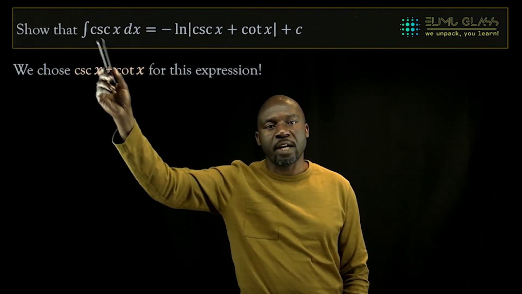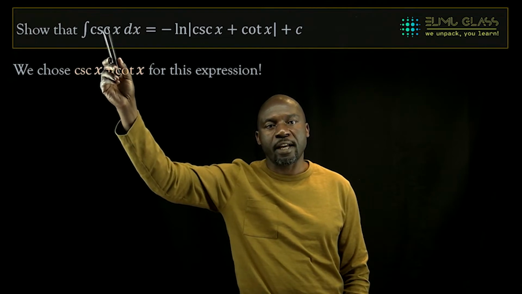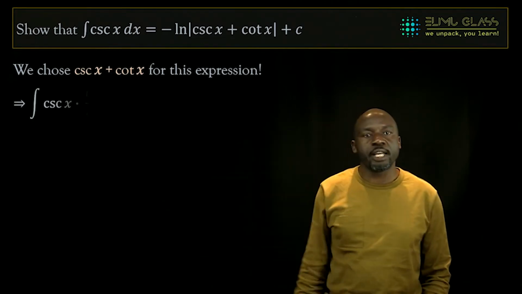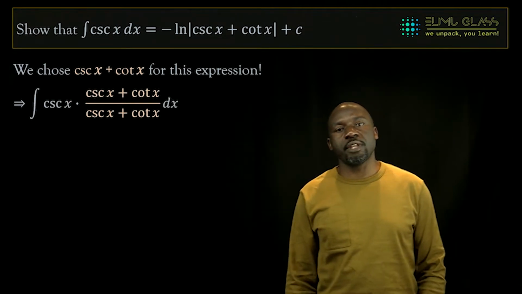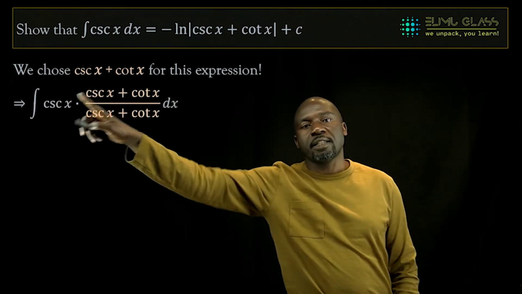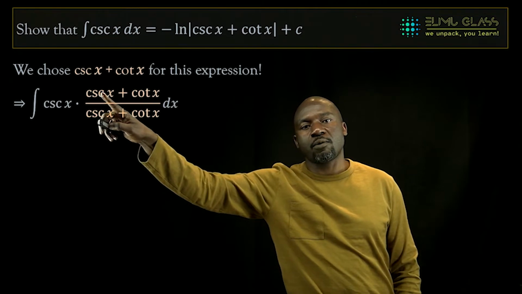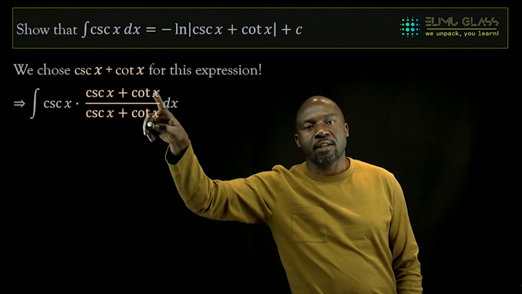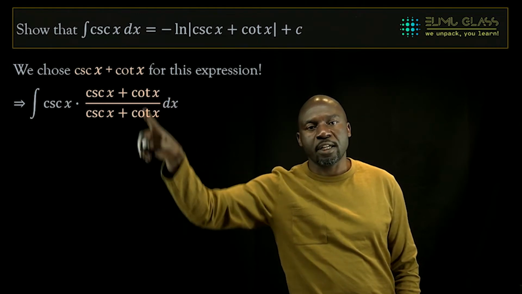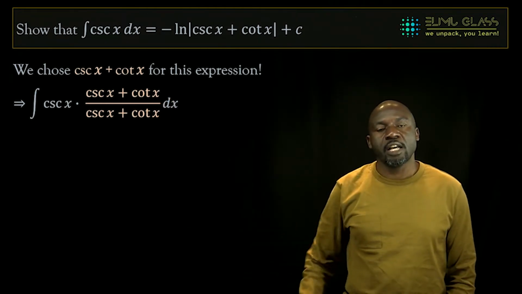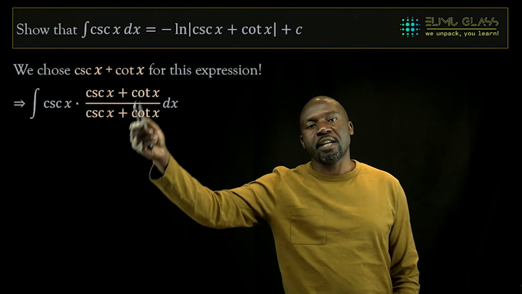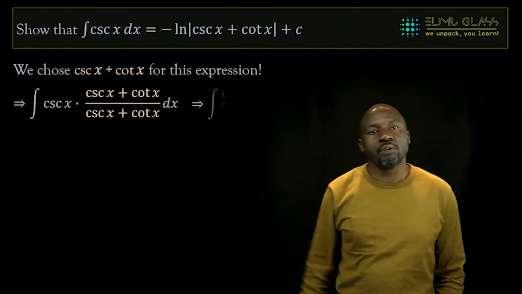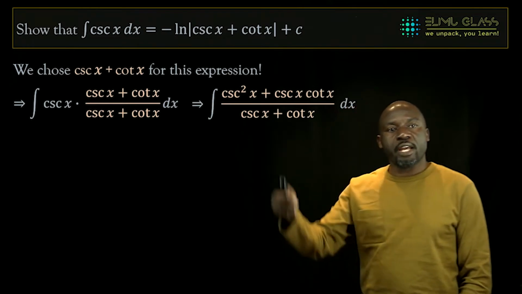If we multiply the integrand, the cosec x, and divide by this expression here, what do we get? We end up with cosec squared x plus cosec x cot x in the numerator. The denominator remains as it is. Of course, by multiplying and dividing by this expression, we haven't changed the expression, because that is 1. So this is what we end up with.